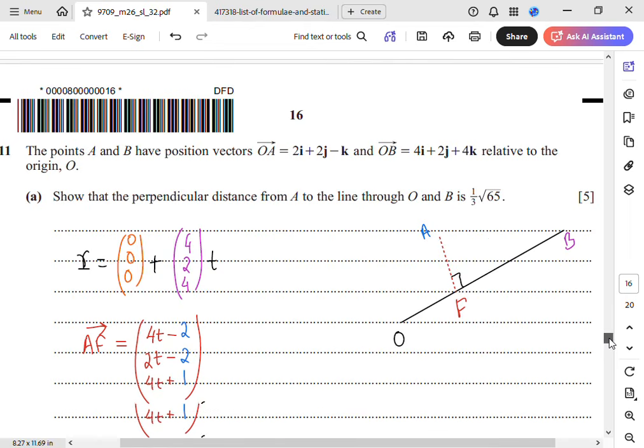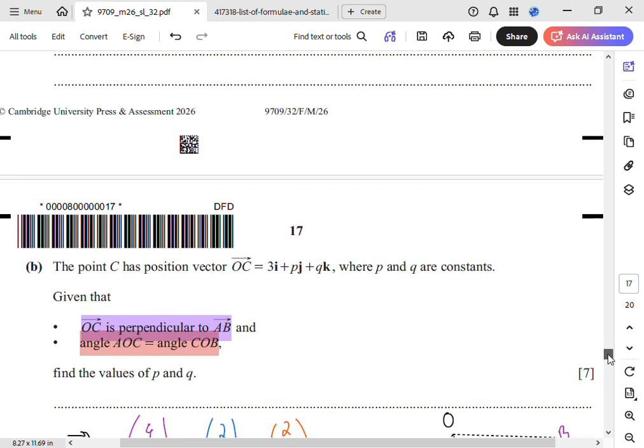The last question for this paper. It says the point C has position vector OC. The x component is 3. The y component and the z component are not known, but they are constants. Okay. OC is perpendicular to AB and angle AOC is equal to angle COB, right?